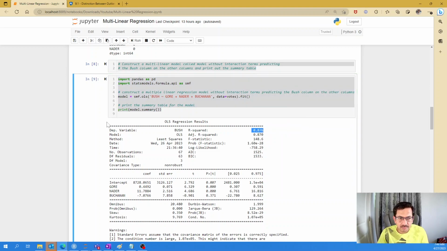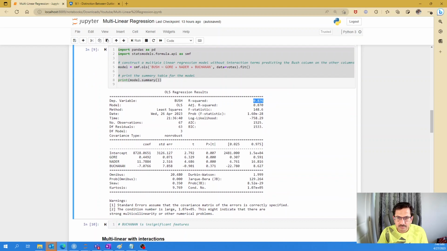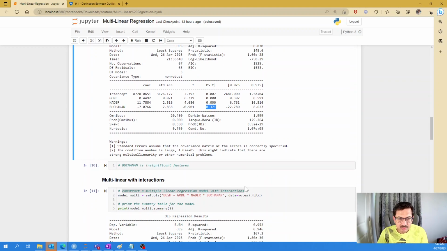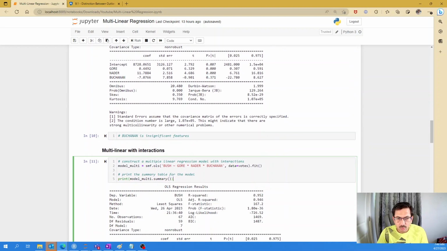Okay, so you build this model, and by now you are a little familiar with this summary results, where R square is a very important factor. The higher the R square value, the better the model, so 0.87 is quite good, not that bad. Then if we check the p values, we can see Gore and Nader are significant, but this particular feature is not that significant. At this moment we are not removing anything. We are just going to build another model with the interaction.